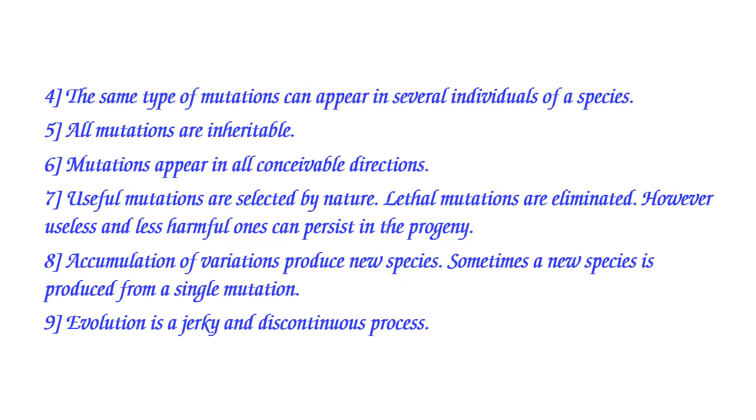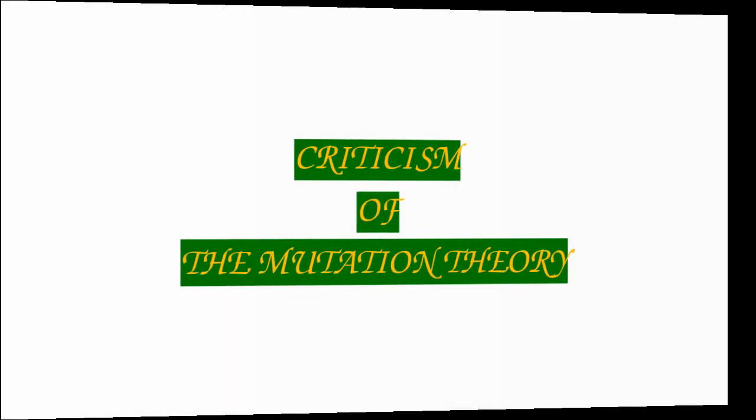Accumulation of variations produces new species. Sometimes a new species is produced from a single mutation. Evolution is a jerky and discontinuous process. It is not a continuous process as per Hugo de Vries. Every theory has drawbacks or criticisms, so let's see the criticism of this mutation theory.